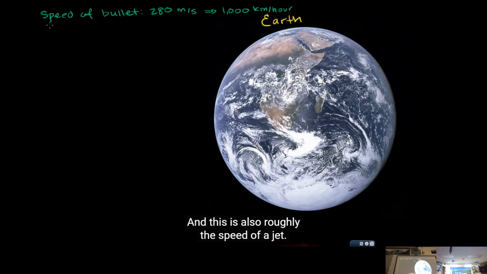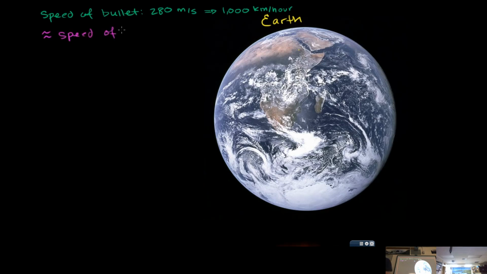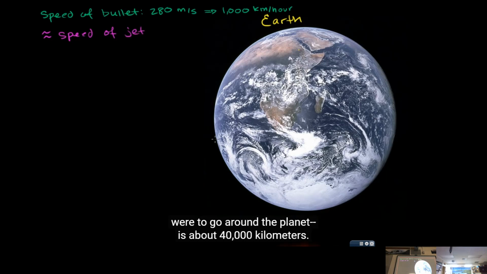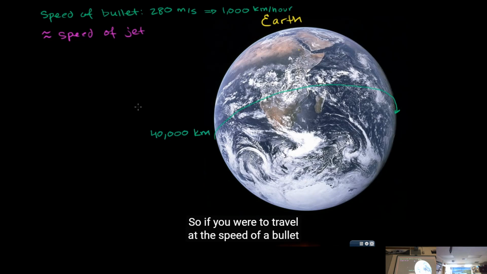And this is also roughly the speed of a jet. So just to give a sense of scale here, the Earth's circumference. So if you were to go around the planet, the Earth's circumference is about 40,000 kilometers. So if you were to travel at the speed of a bullet, or the speed of a jetliner, at 1,000 kilometers an hour, it would take you 40 hours to circumnavigate the Earth.